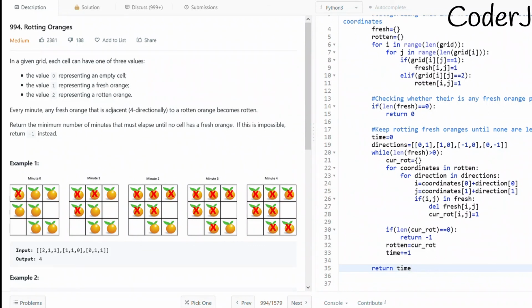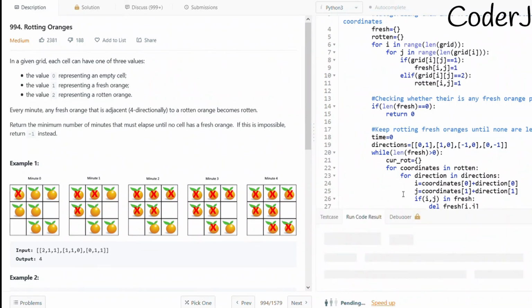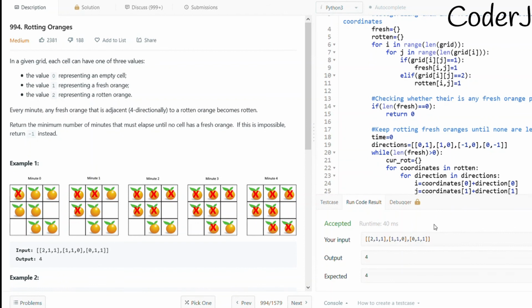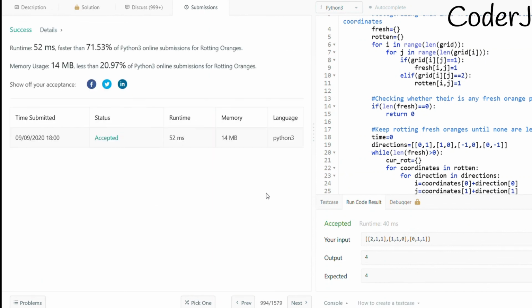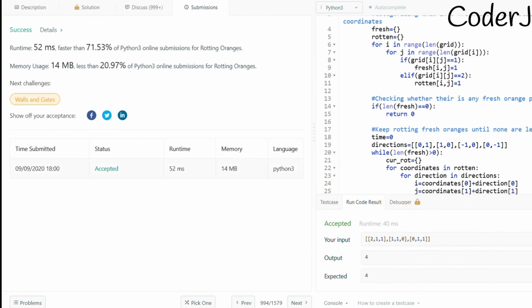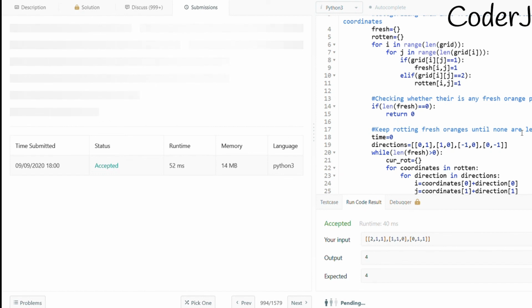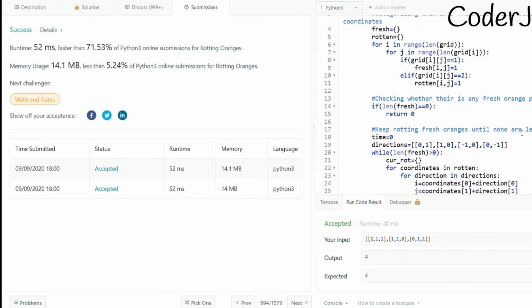Now I'll try to run this. Yeah, it passed the test cases. Now let's try to submit it. Okay, so it successfully works. We'll try to submit it again, just to see if we get a faster runtime. But again, we get 52 ms.